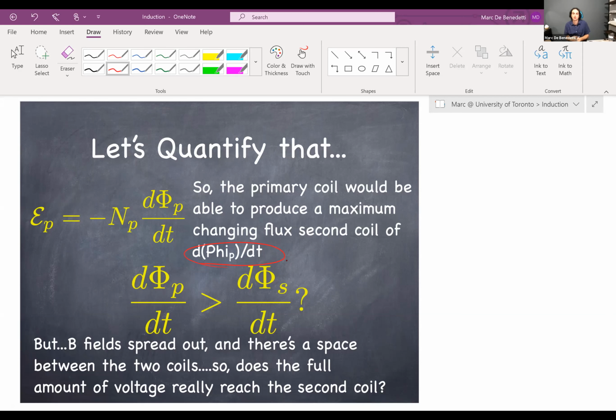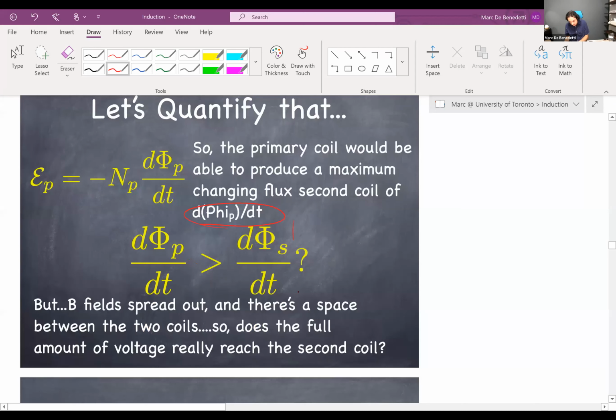You can't say, oh, if I myself have 10 field lines going through it, then you can't possibly have more than 10 field lines going through it. I'm only making 10 field lines. So it's saying at most, if I have 10 field lines, at most, you have 10 field lines. You might have less than 10 field lines because you might be kind of farther away, but at most you have 10 field lines. So logically, that's what this is saying. It's saying that the change in flux of the primary is bigger than, this really should say or equal to, the change in flux in the secondary.